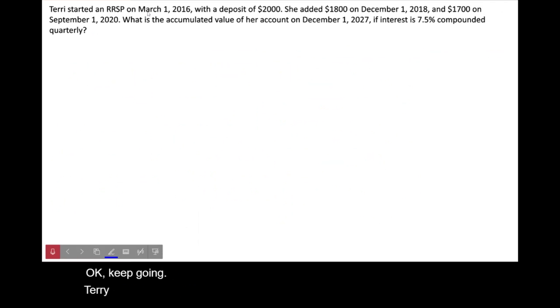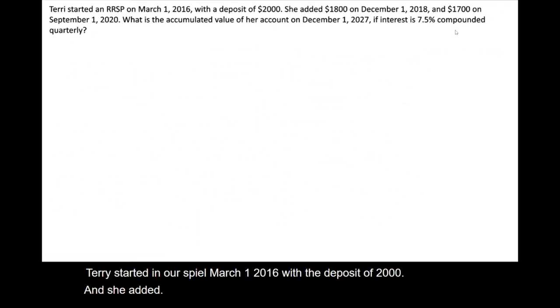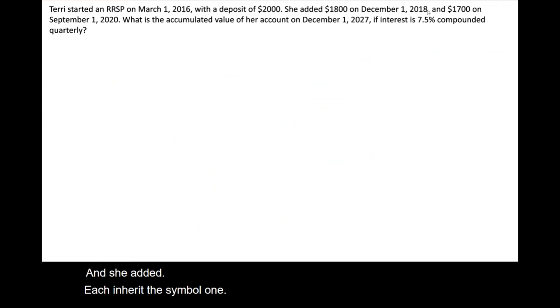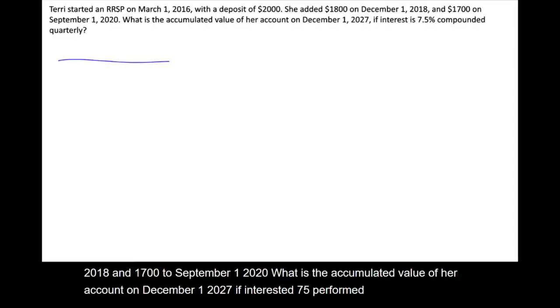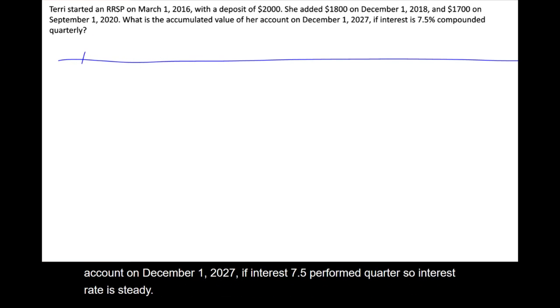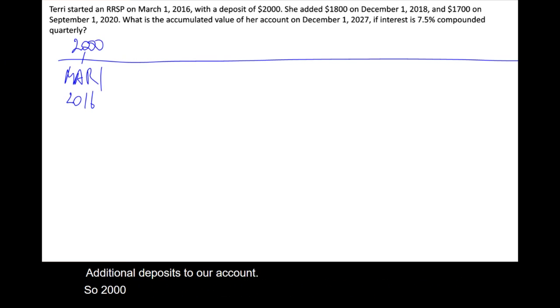Terry started an RRSP on March 1, 2016 with a deposit of 2,000, and she added 1,800 on December 1, 2018 and 1,700 on September 1, 2020. What is the accumulated value of her account on December 1, 2027 if the interest is 7.5% per quarter? So the interest rate is steady, no change. What we do is add the additional deposits to our account. So 2,000 sits right here.